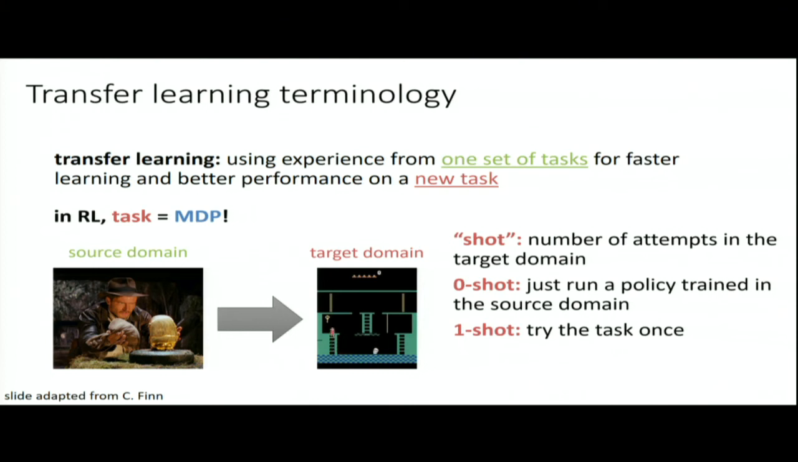1 shot means you try the task just once. If you have an episodic problem, maybe you have a robot trying to assemble some blocks together, the robot gets to try assembling just once, and from that it's supposed to then be able to succeed. And then few shot means try it a few times. Typically transfer learning methods will be attempting to do some of these things. They'll either be trying to learn with a small amount of experience, or they'll just attempt to get better overall performance with a lot of experience, just to see if they can do better than if you were learning from scratch. So this is a little bit of terminology that you might see in papers on transfer learning that's good to know about.